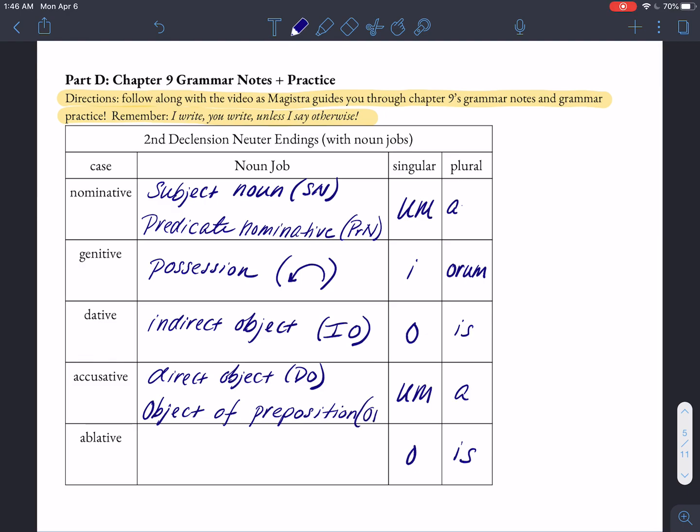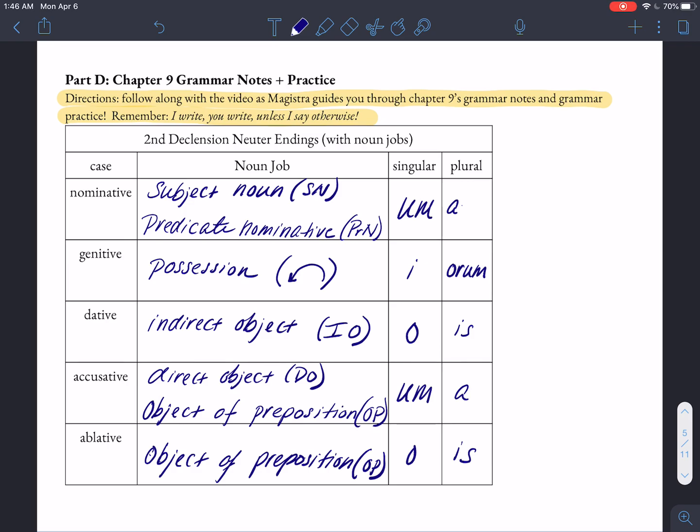Okay, and that's OP. You don't need to worry about that just yet. All right, and our final ablative box right in here, that's also going to be, you're also going to write object of preposition, right? So yeah, that happens twice.